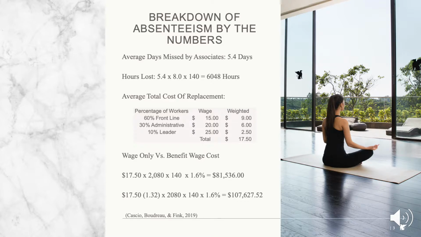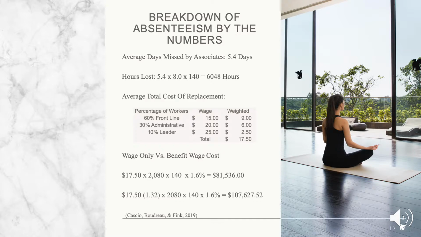To begin this breakdown, we'll start with the average days missed by an associate on a national standard, which is 5.4 days. We multiply this by the standard 8-hour workday and then by the number of associates, which is 140 at our hotel, giving us a total of 6,048 hours.